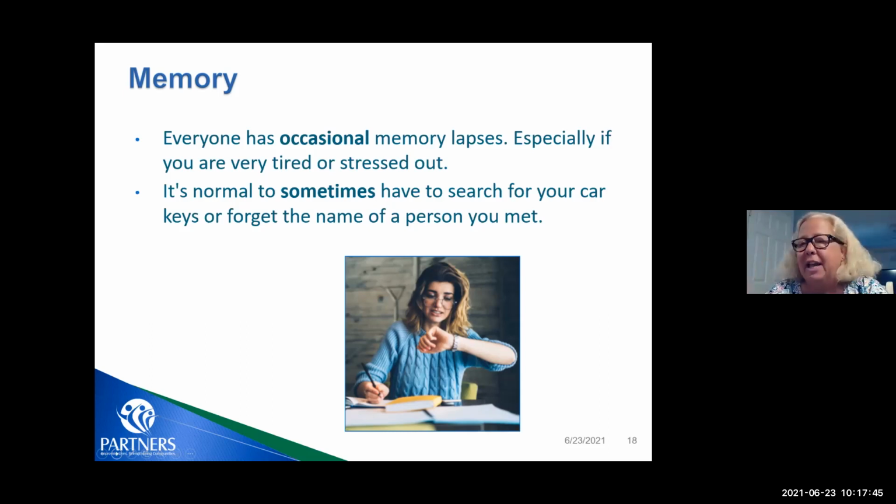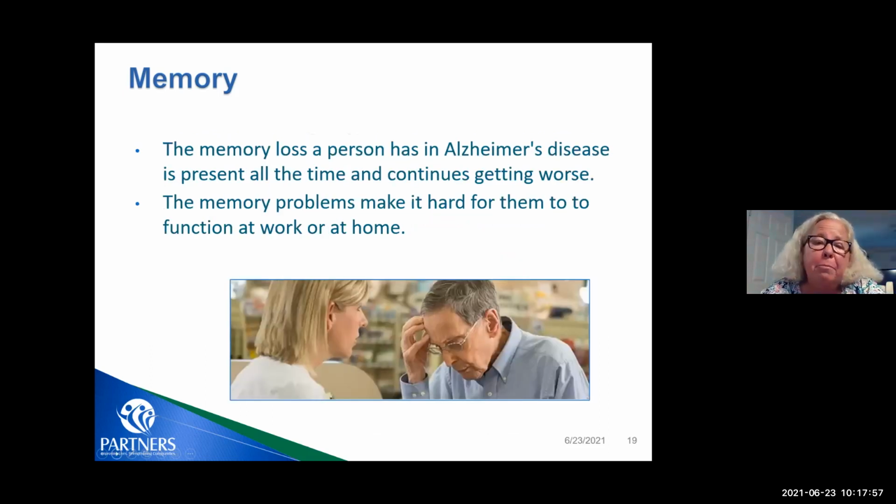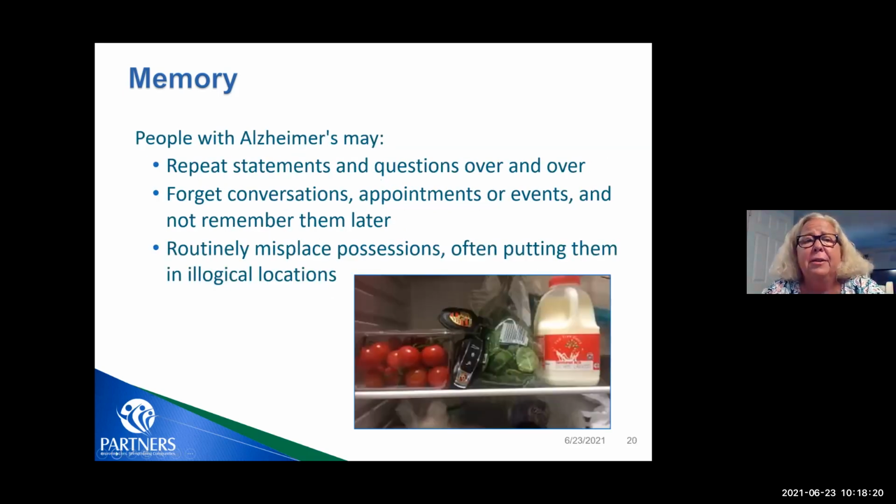It's normal to sometimes have to search for your car keys. It's normal to forget the name of the person that you just met. When you're tired, when you're stressed out, or when there's something going on, everybody has an occasional lapse. But when we talk about memory loss in a person with Alzheimer's disease, it's different. Their memory loss is present all the time, and it continues to get worse over time. Their memory problems make it hard for them to function. If they're still working, they'll definitely start having difficulty at work. It'll cause them difficulty at home too, managing things.